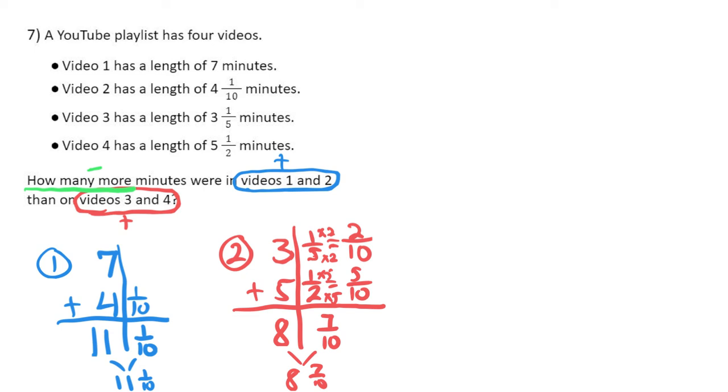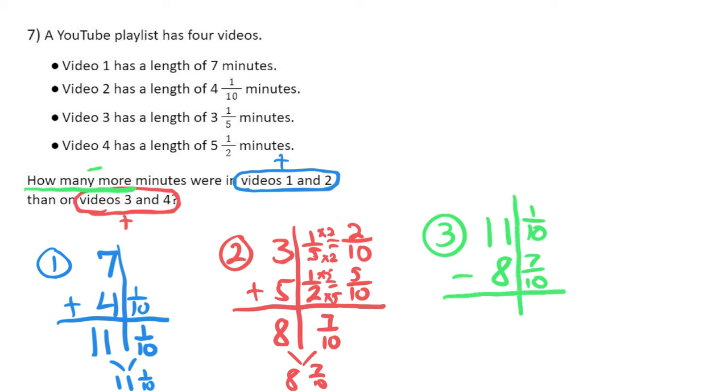Now for the final step, we need to subtract those two answers. 11 is more than 8, so it's going to go on top. 11 and 1/10 and 8 and 7/10. And this time we're subtracting because we want to know how much more. 1/10 minus 7/10. We can't do that, so we have to regroup.